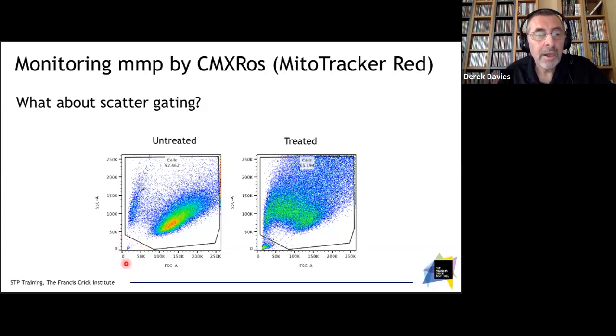The other thing I quite often do is, again, increase my forward scatter voltage slightly more than I would do if I were doing a phenotyping experiment, if I wasn't interested in cell death, because I want to make sure that I can see the cells that appear here. And you can see here the difference in the scatter in my treated cell.